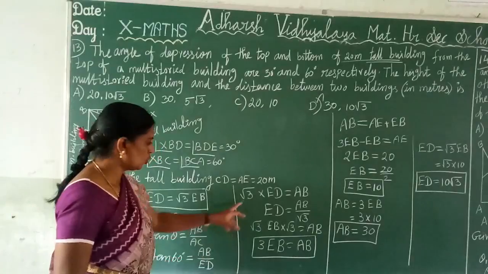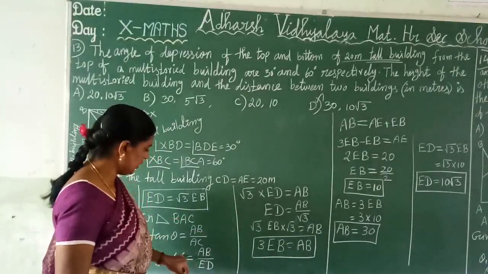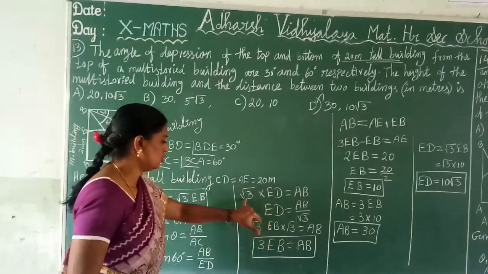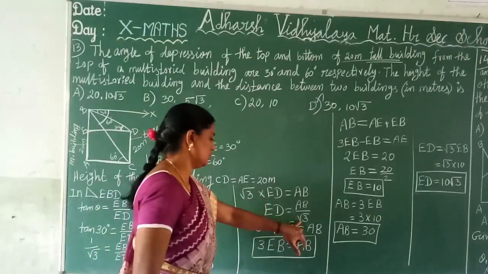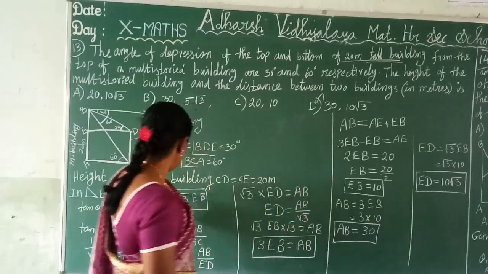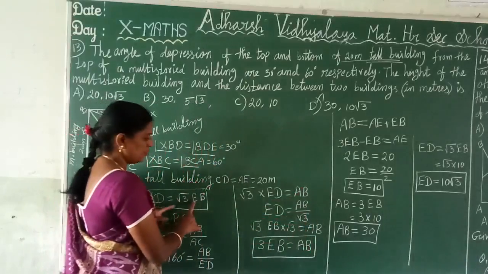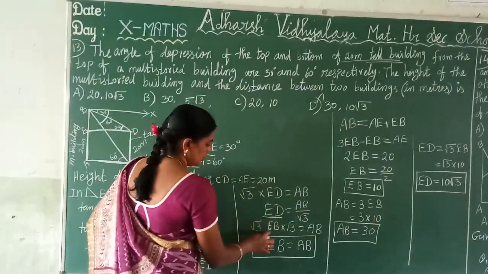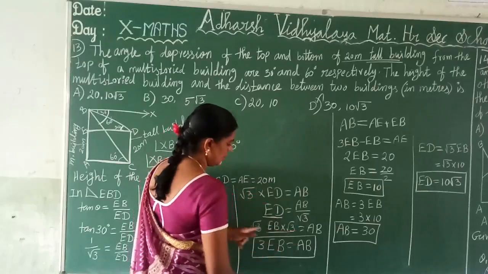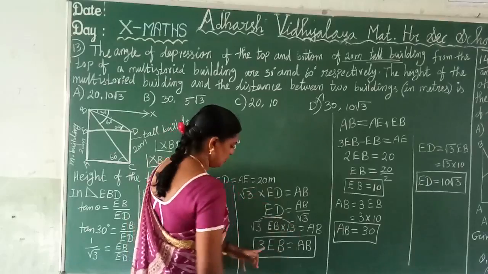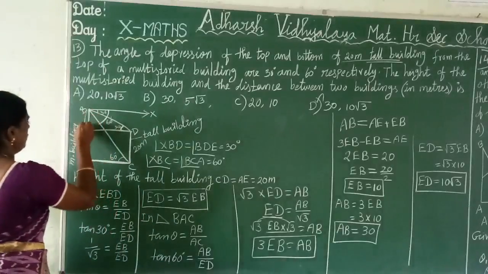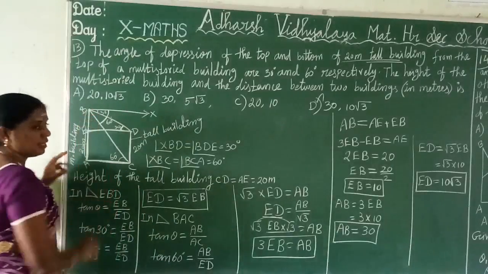The value of tan 60 degree is root 3. Cross multiply: root 3 into ED is equal to AB. Clear? So ED is equal to AB by root 3, since the root 3 in the numerator comes inside the denominator. ED we already got as root 3 into EB, so substitute root 3 into EB for ED. Root 3 into root 3 is 3, so 3 EB is equal to AB. So the total AB value is equal to 3 EB.